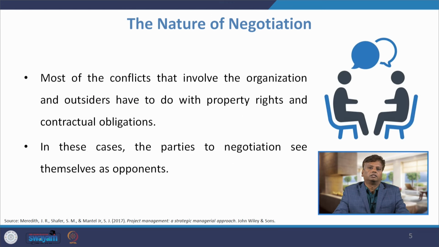Most of the conflicts that involve the organization and outsiders have to do with property right and contractual obligations. So, most of the time, the core reason for conflict is a dispute with the property rights and contract obligations, because some people may not follow the contract as per the agreement. Some people may claim the right for the property. Both people will claim their own right, then that leads to conflict. So, in these cases, the parties to negotiation see themselves as opponents. The parties who are involved in the negotiation always see the other party as an enemy or opponent.